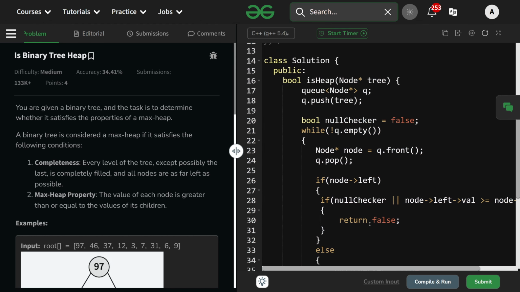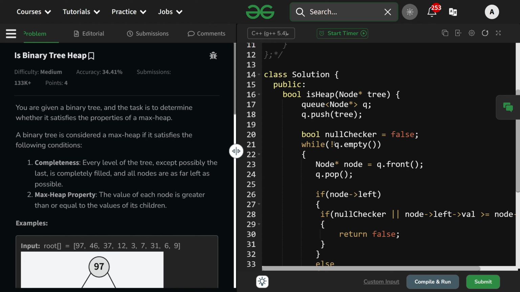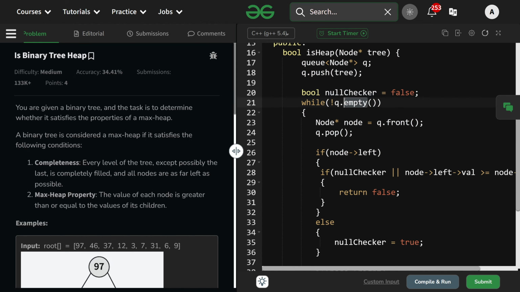Okay, let me quickly check if I have written it correctly or not. Look, we have a queue, then we push this given node in this queue, right? We push the tree. Now we have initialized the null checker, and then we have an empty thing. After that, we have taken the front value and we pop the front value, and we will keep popping the front, like we will keep iterating until the queue runs out, right?